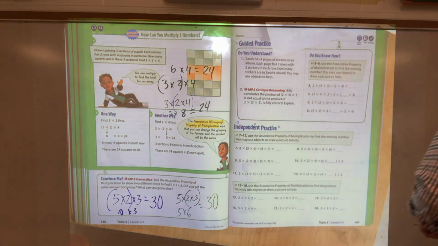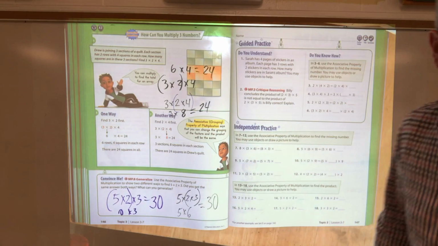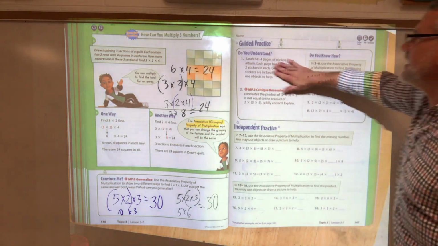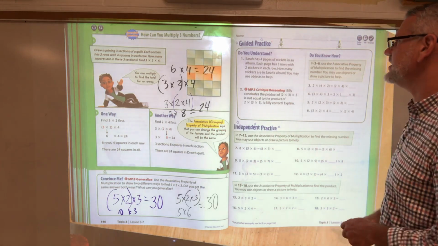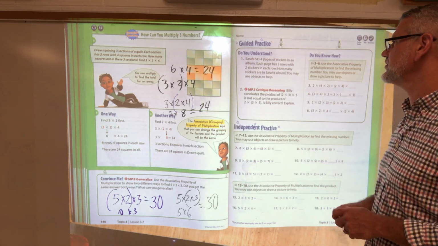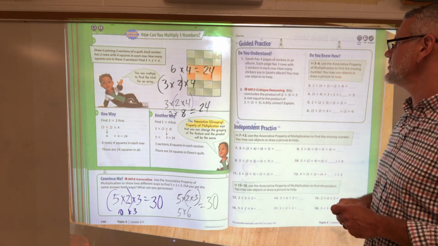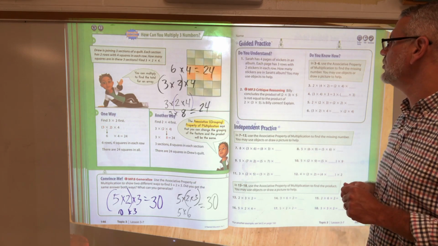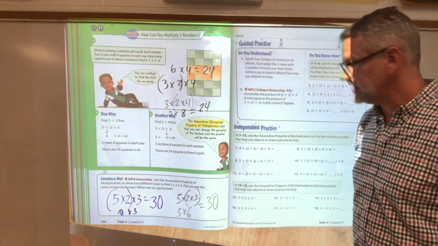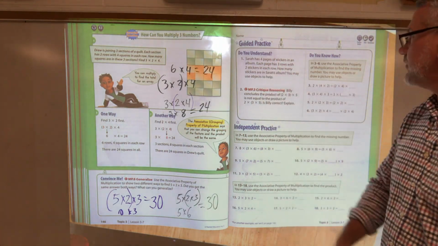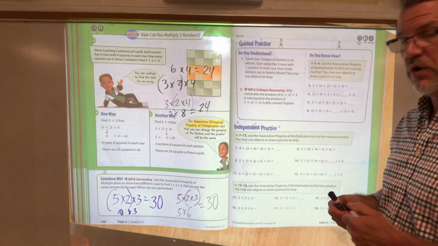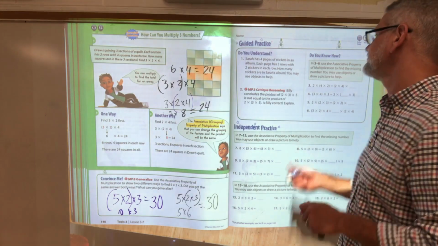All right, let's look up here at the guided practice. Do you understand? Sarah has 4 pages of stickers in an album. Each page has 3 rows with 2 stickers on each row. How many stickers are in Sarah's album? You may use objects to help. Well, if you're at home and you've got objects, you can actually lay this out. Get 4 pieces of paper, put 3 rows, 2 stickers in each row, and we'll figure that out. Or we can do it with math.